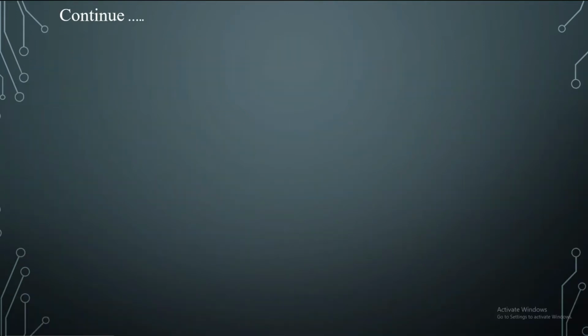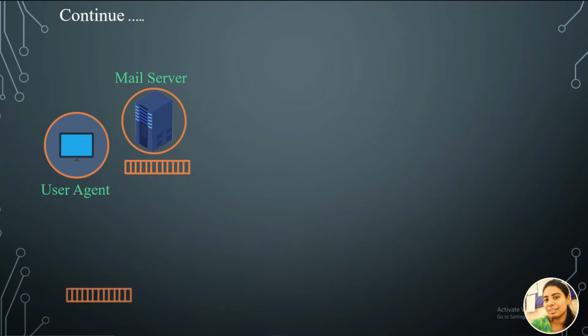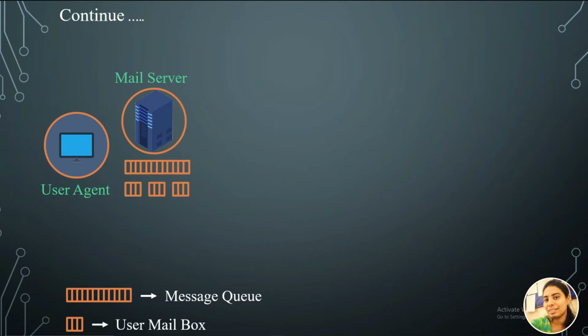As we have understood the need of email, the services provided by email and the important parts of the email system, let's understand the working of the whole email system. Whenever a user wants to send a mail to a particular person, with the help of the user agent, the user will create the mail and send it to the mail server of the sender side. Now what will happen at the mail server? The mail server contains two types of queues. One is known as the message queue and the other one is known as the user mailbox.